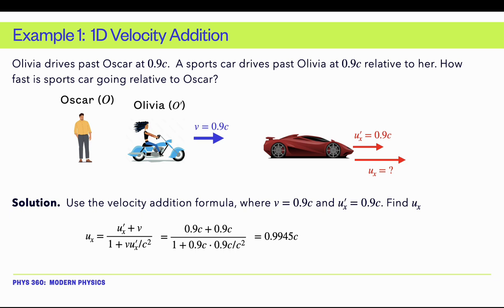So you're getting something closer to the speed of light, but it isn't greater than the speed of light. We'll see later on that Einstein's theory of relativity says that you can never go faster than the speed of light, no matter what reference frame you're in. So again, the sports car is going 90% the speed of light relative to Olivia. It's only going a little bit faster, it seems, relative to Oscar. 99.45% the speed of light.